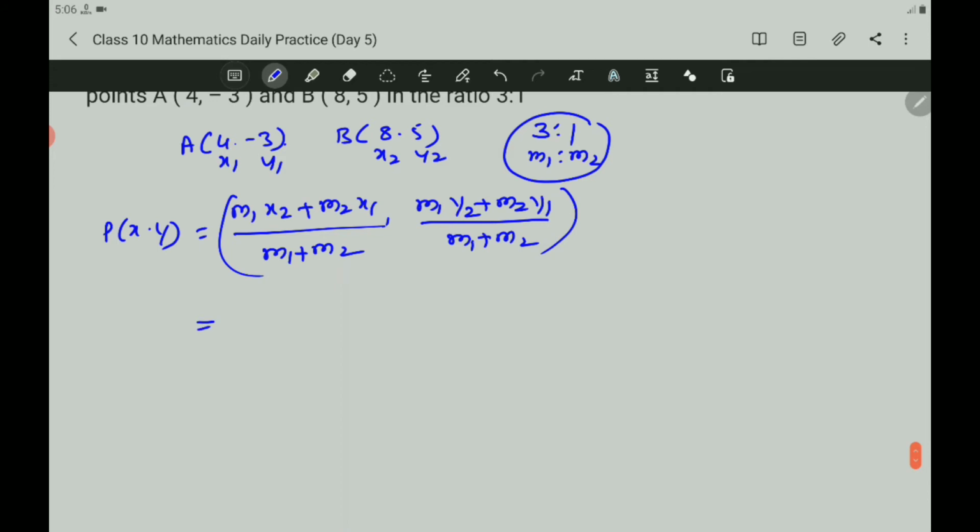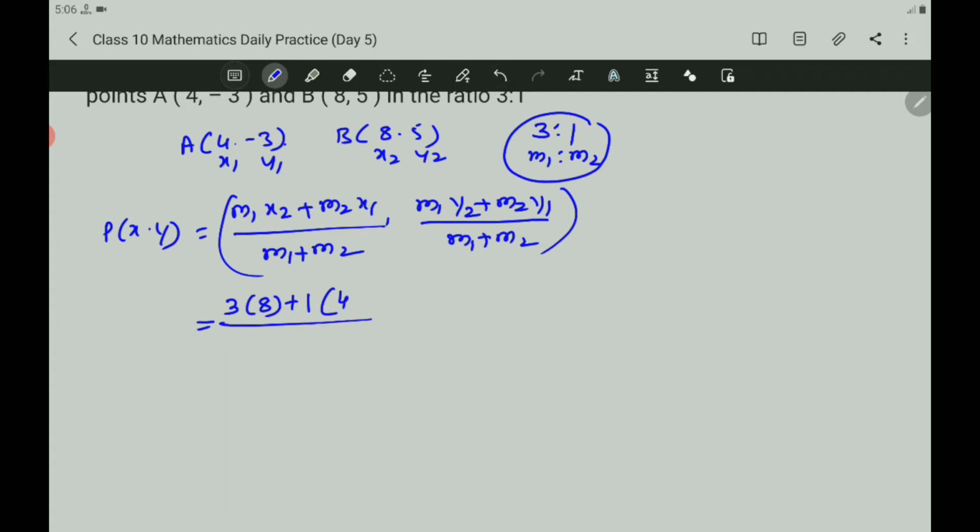That equals, write 3 into 8 plus here m1 is 3, 3 into x2 means that is 8, 3 into 8 plus m2, m2 is 1, 1 into x1, x1 is 4.